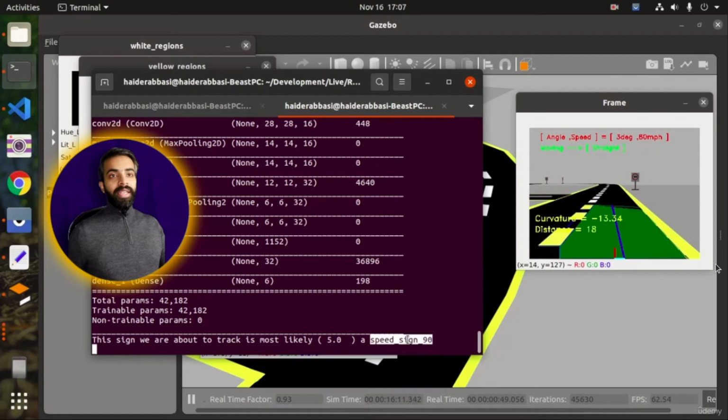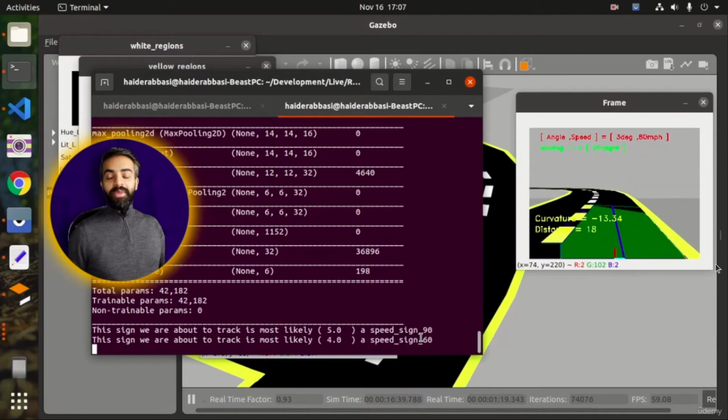Now this particular sign is a speed sign 60. So first it will localize it, then it classifies it, and once it has been determined to be valid, it tracks it over several frames, which is indicated by these colorful lines. And here you can see the sign we are about to track is most likely 4 out of 5, a speed sign 60. So as you can see, our whole sign detection module is working perfectly, and now we can move to create its control system so that we can finally create our second feature of cruise control.